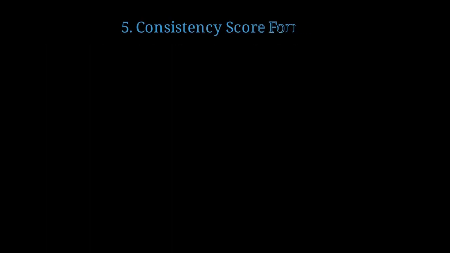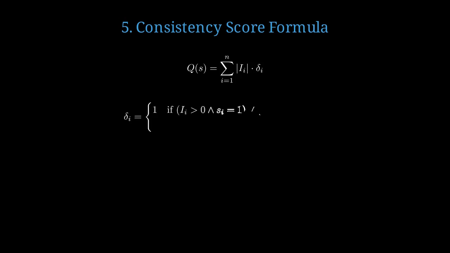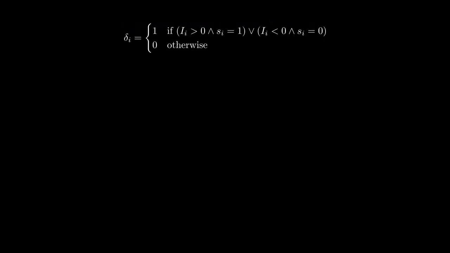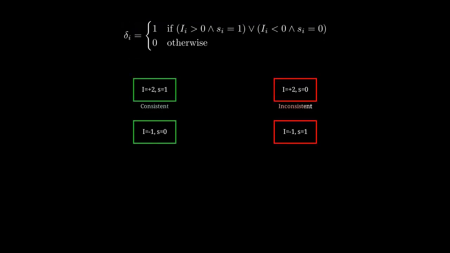We quantify consistency with a mathematical score that measures scenario quality. The quality score Q of scenario S equals the sum of absolute impacts times consistency indicators. Delta Y equals 1 when impact and state agree, meaning positive impact with active state or negative impact with inactive state. Green boxes show consistent matches where impact direction agrees with variable state. Red boxes show inconsistencies.